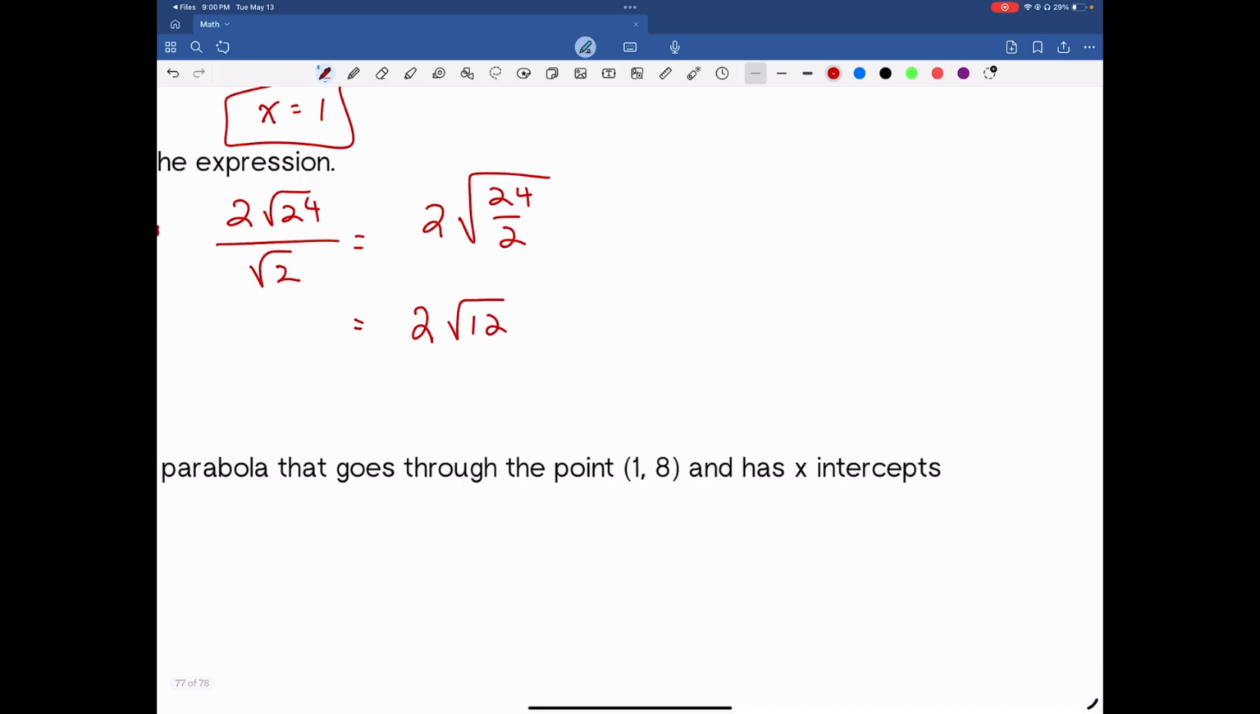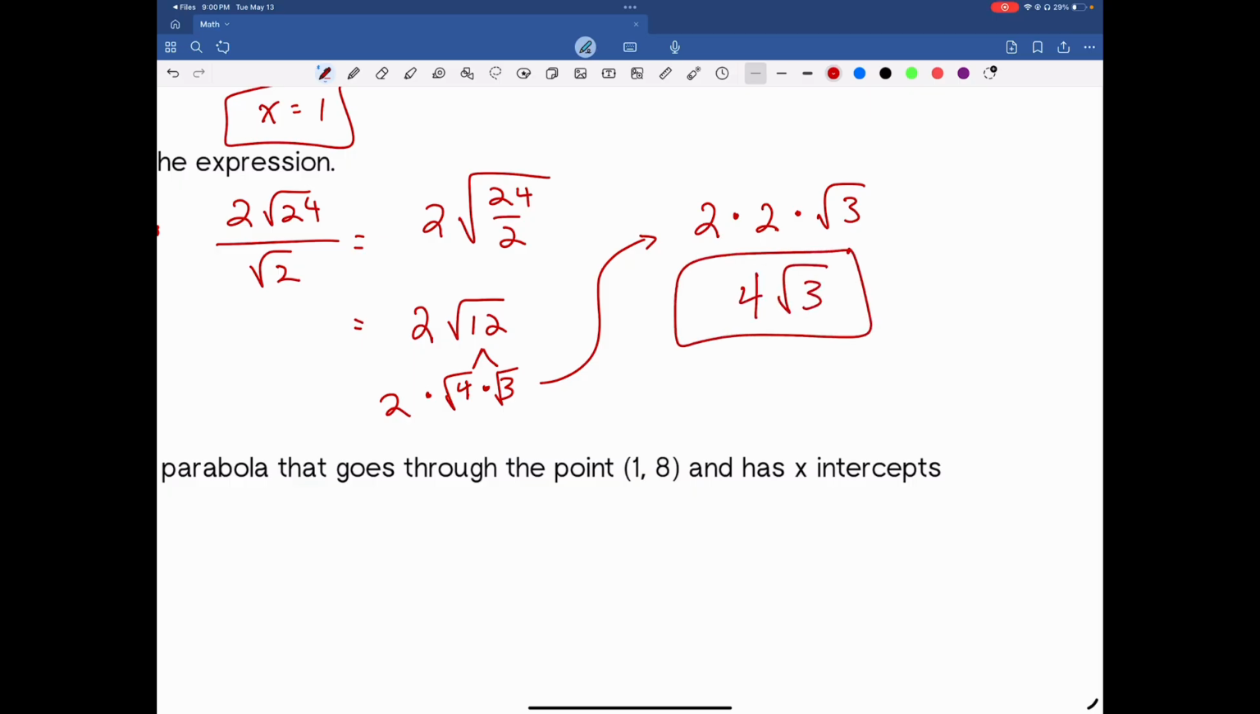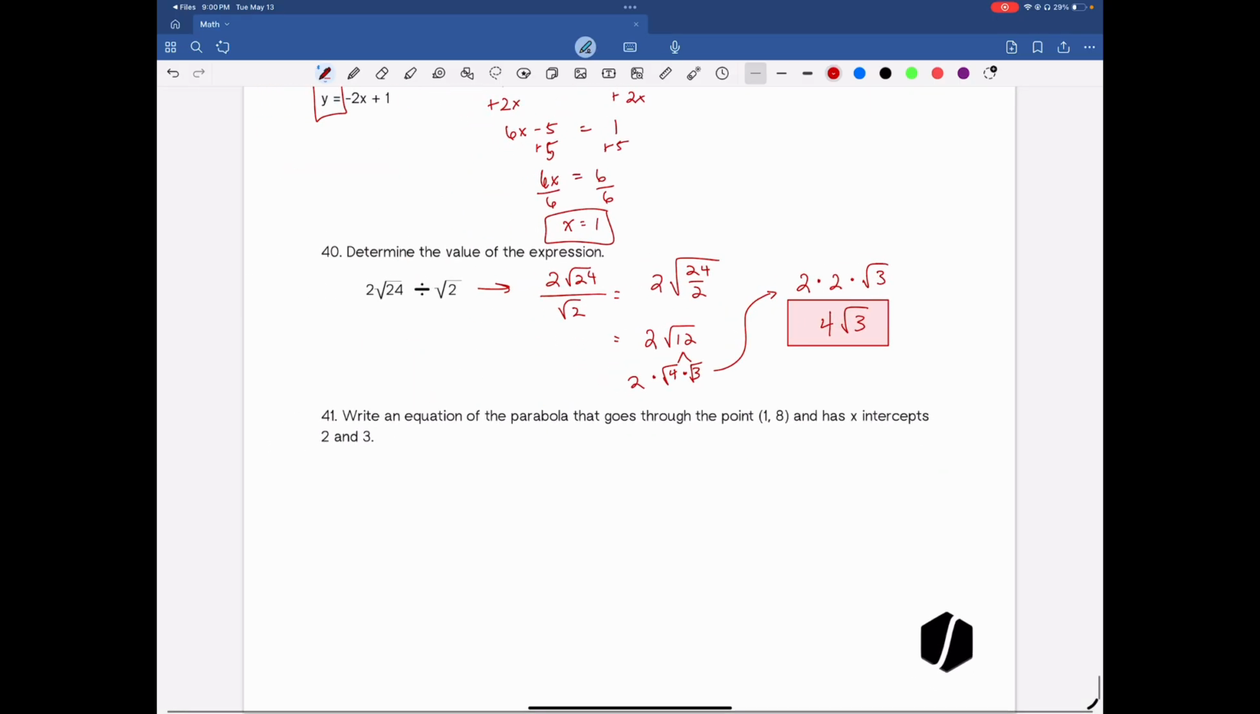And so we would want to simplify the square root of 12. And we want to know our perfect squares. So that's going to be 4 times 3. Square root of 4 times square root of 3. And so the square root of 4 we know is 2. So 2 times 2 times the square root of 3. Our answer is 4 square root of 3. That's going to be evaluating or determining the value of the expression.